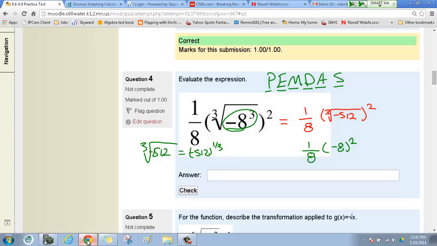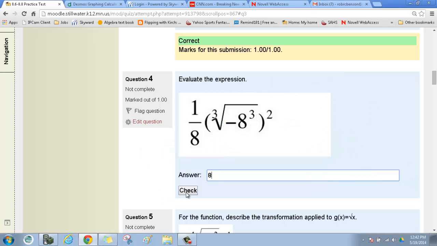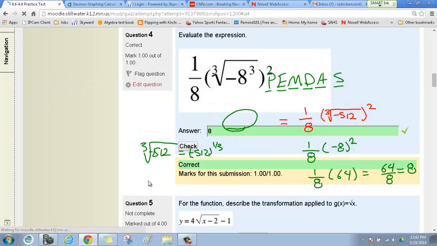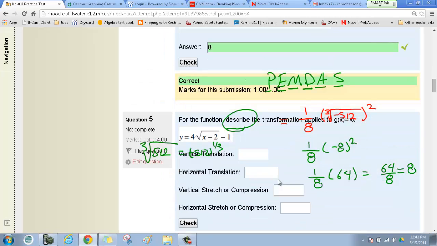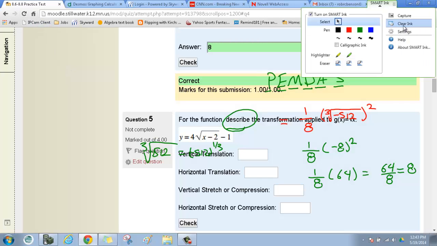Okay, now we're in a range where we can just do this in our head. What's -8 squared? Well, -8 squared is 64, so we have 1/8 times 64. Well, this is the same thing as 64 divided by 8. And what's 64 divided by 8? That's just 8. So our final solution to this thing is 8. You can check that off. Perfect. Okay, let's move on to number 5.